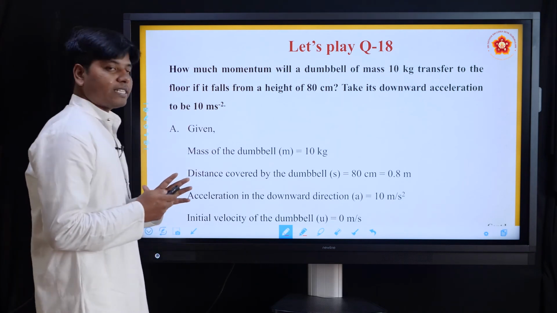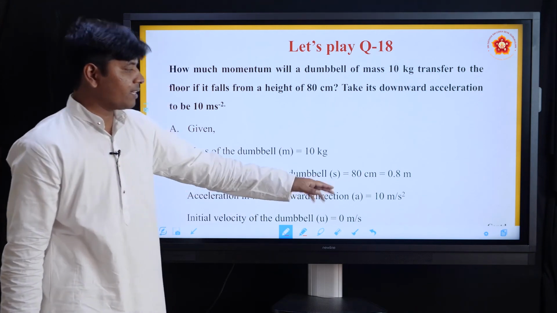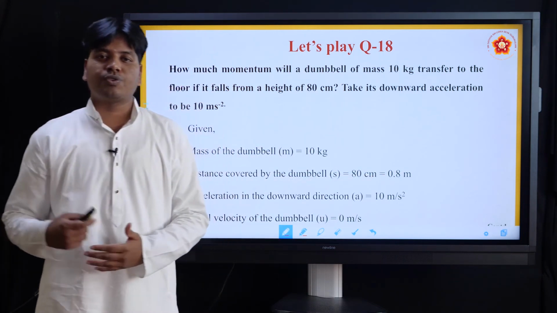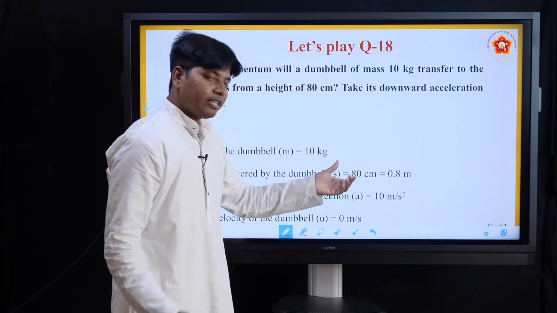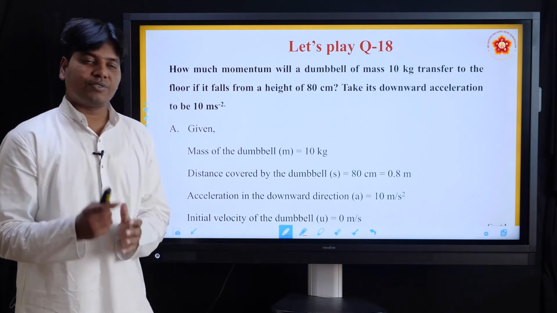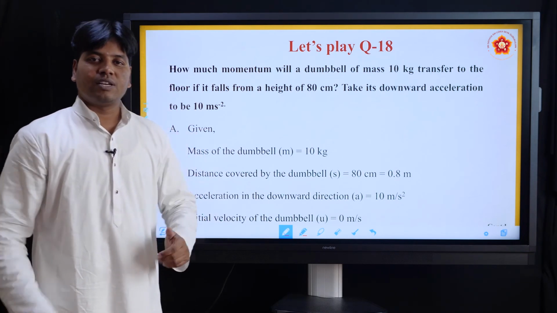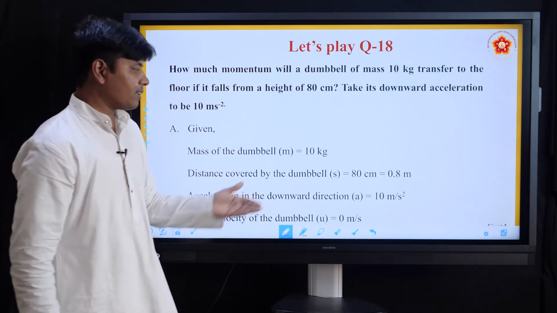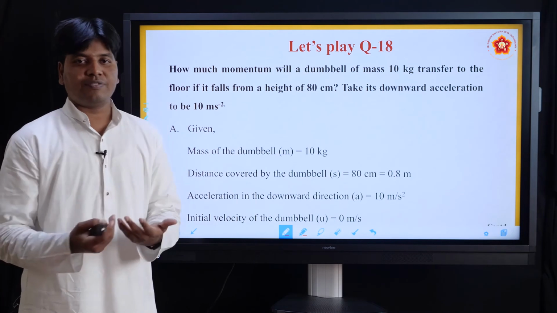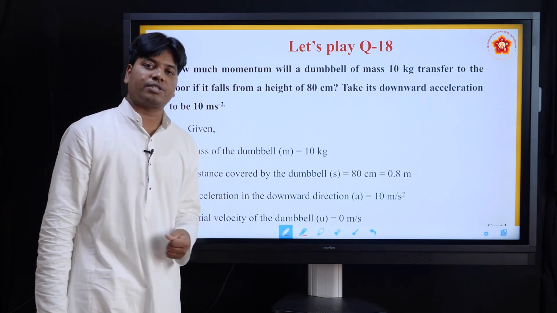So what is the data given? Just write it down. Mass of the dumbbell 10 kg, distance covered by the dumbbell 80 centimeters, which means 0.8 meters. This step is very important because students often make mistakes: without converting, they use the same data given in the problem in the substitution. Then you will get a different answer. When you get a different answer, the whole problem will be wrong. Maybe the concept may be correct, but if the magnitude is wrong, then you are not solving the question properly.